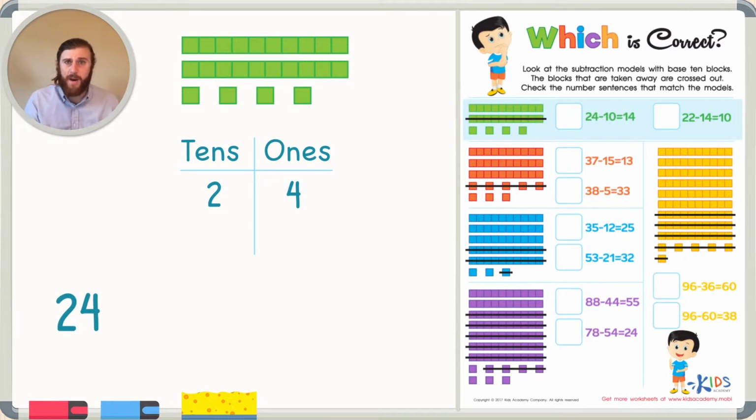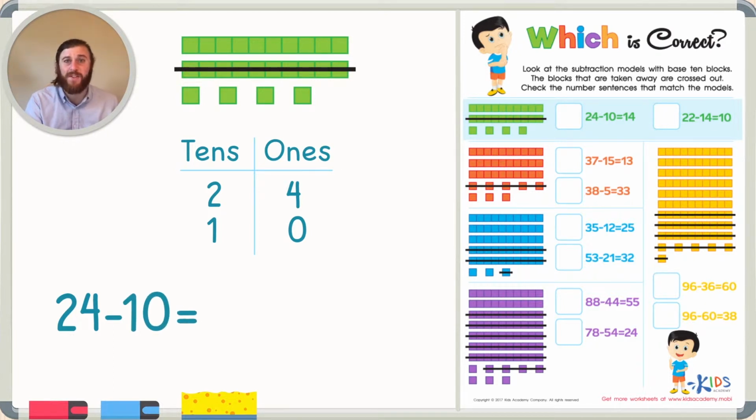Now, how many cubes are we taking away? How many are crossed out? Well, in this problem, 1 long or 1 ten is crossed out. So we could put our 10 in our place value chart, 1 ten with a 0 in the ones place, and also put minus 10 in our equation.